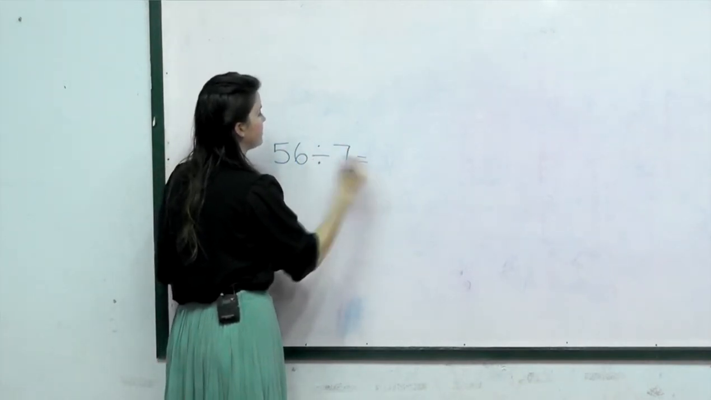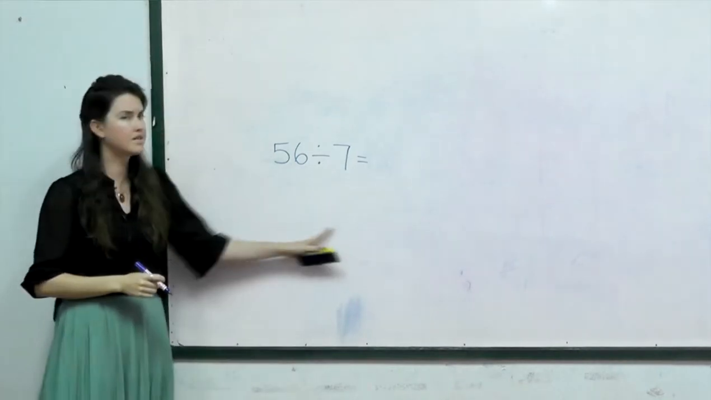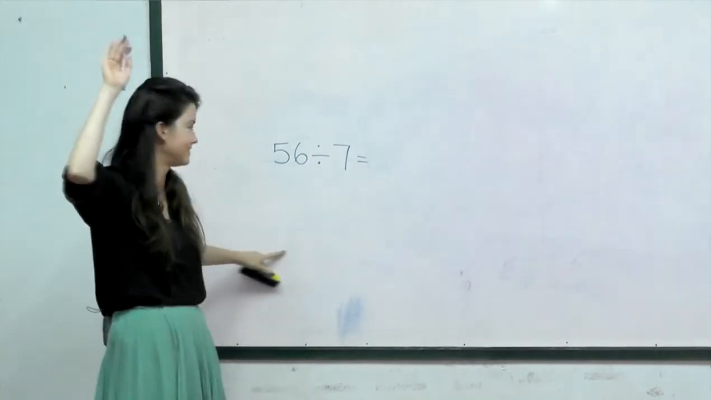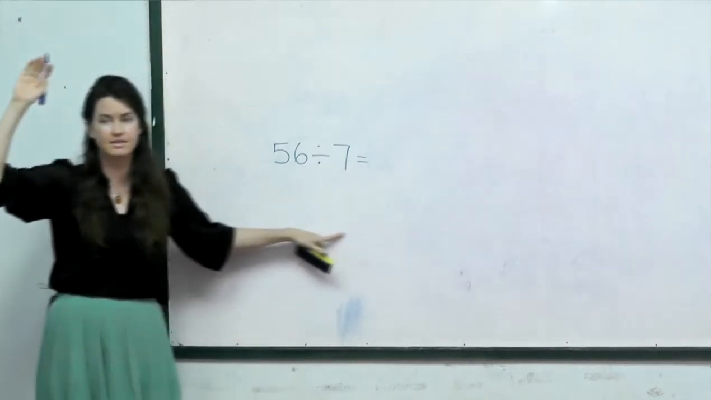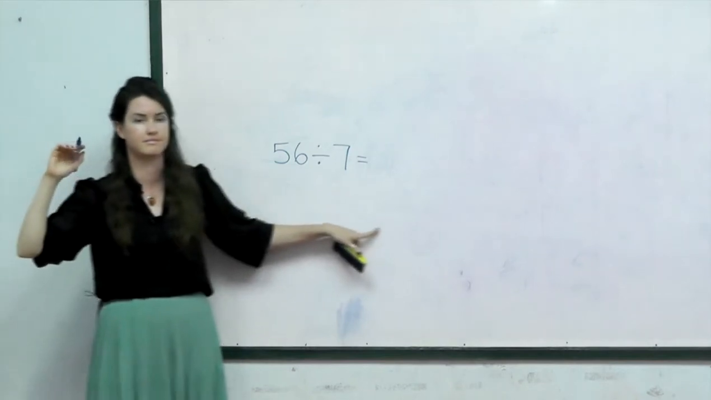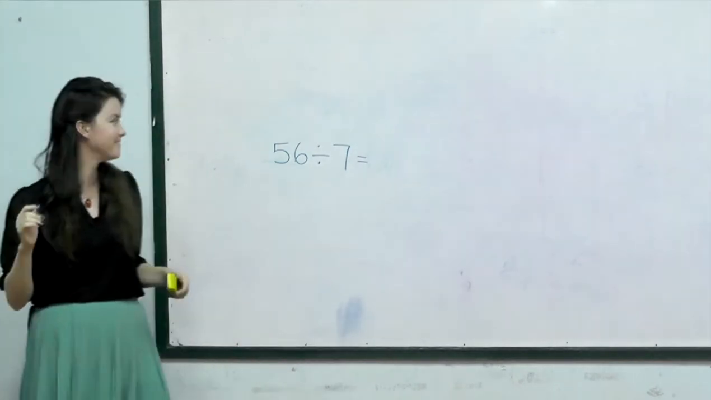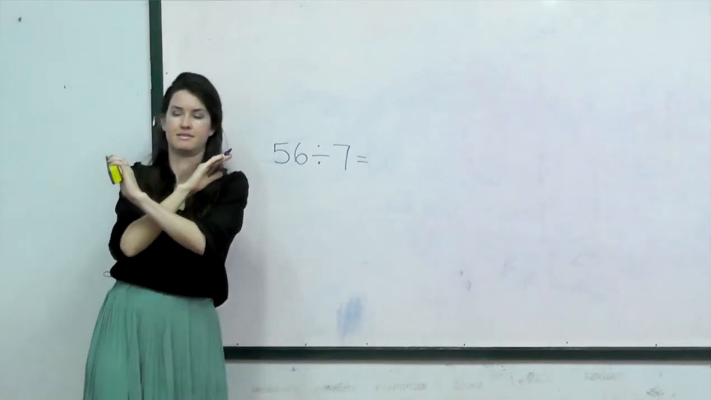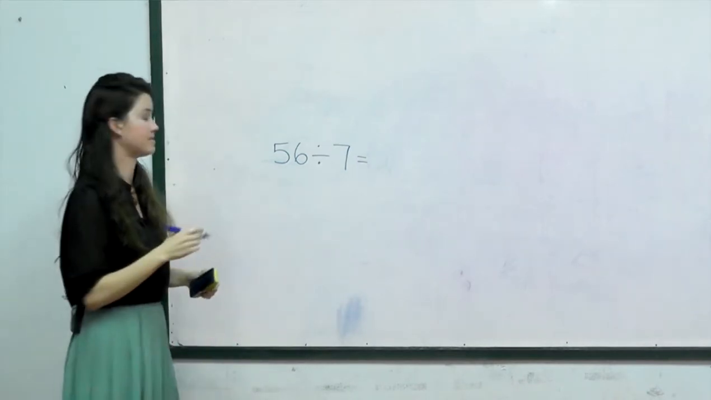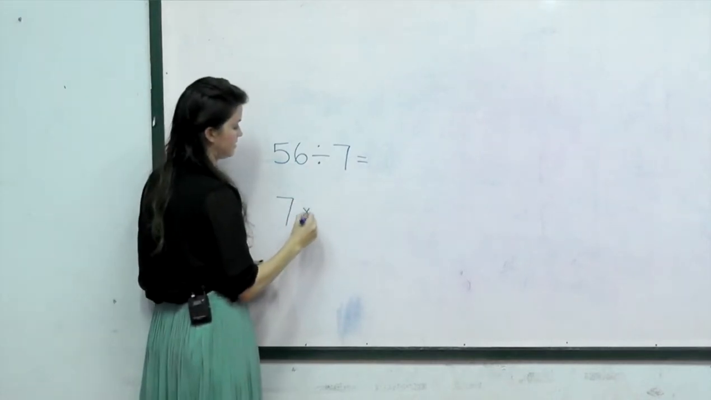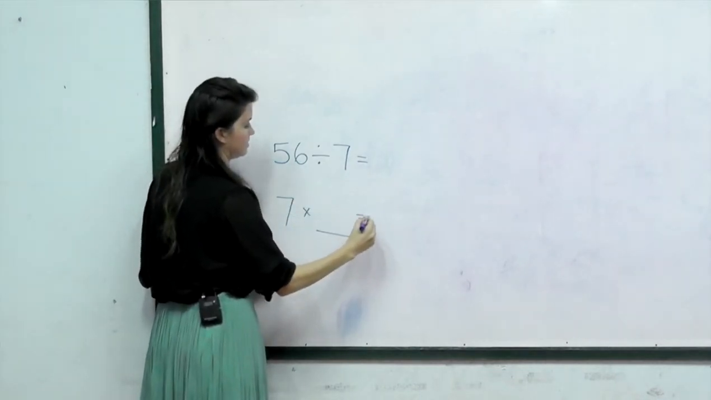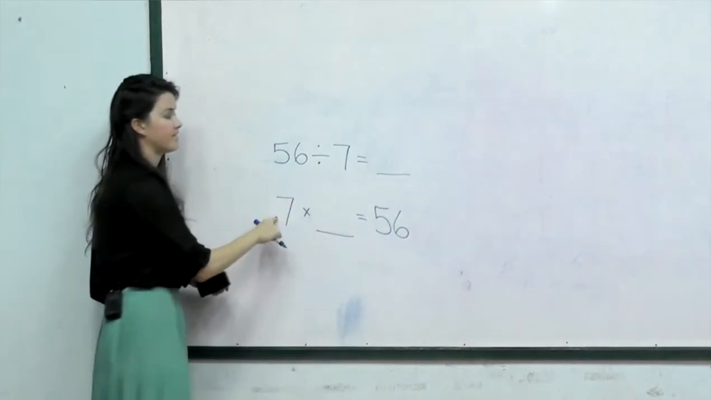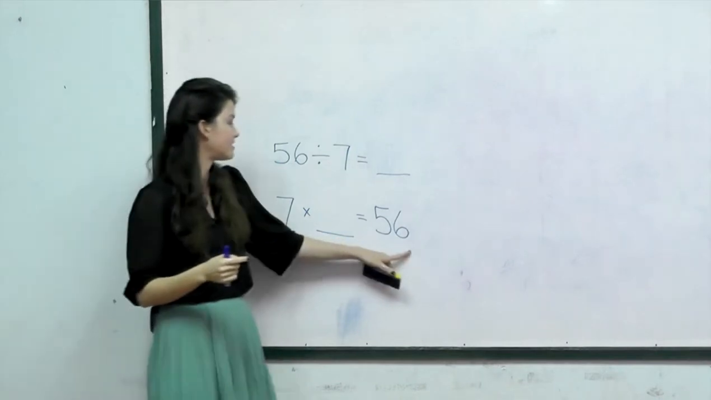56 divided by 7. How can I turn this into a multiplication problem? Can you raise your hand and tell me? How can we turn this into a multiplication problem? How would we write this with times? 7 times what equals 56. Good. We just switch our numbers around. 7 times what equals 56.